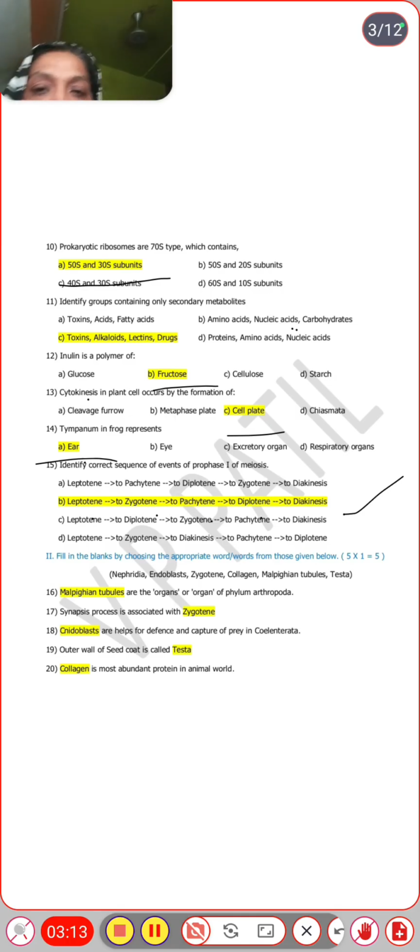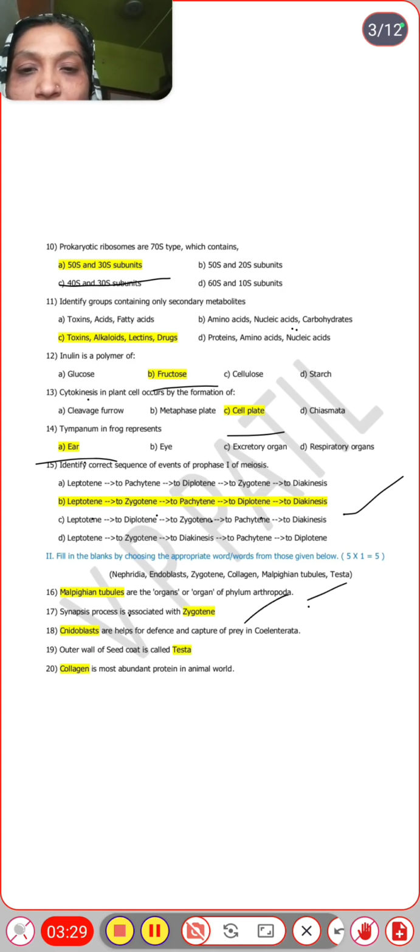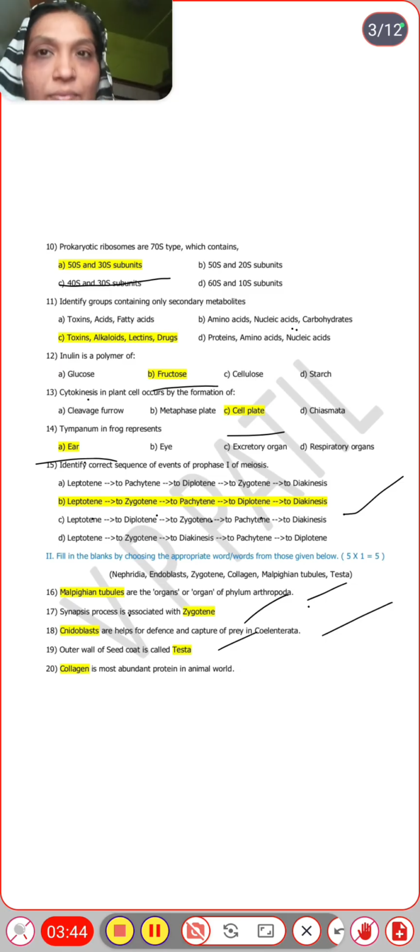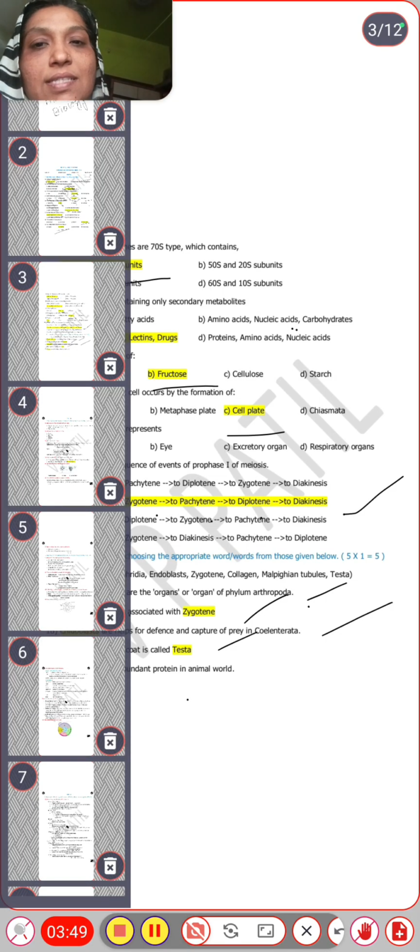Fill in the blanks. Choose from the given below. They are already given answers here. Choose properly. First one is dash, the organs of phylum Arthropoda: Malpighian tubules. Synapsis process is associated with zygotene. Cnidoblasts help for defense and to capture the prey of Cnidaria. Outer wall of the seed coat is called testa. Collagen is the most abundant protein in the animal world. These are some of the answers I have given here.